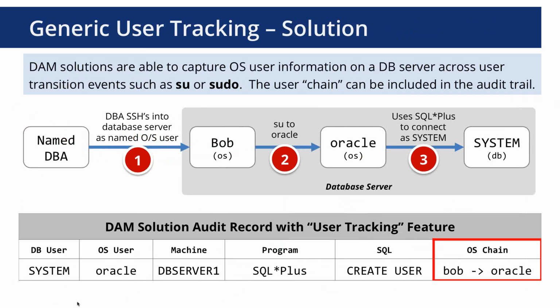So now instead of the DBA SSHing into the Oracle account, they're forced, either by policy or by restrictions on the database server, to SSH into their named account. Again, our DBA is named Bob. So now Bob has to SSH into a named account, Bob.